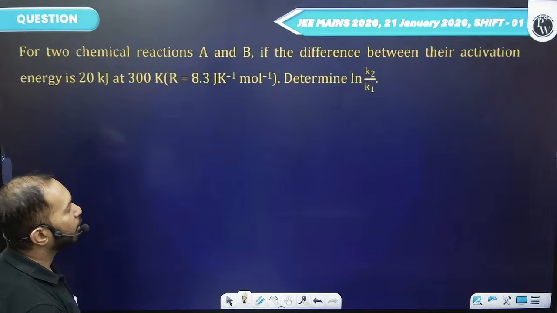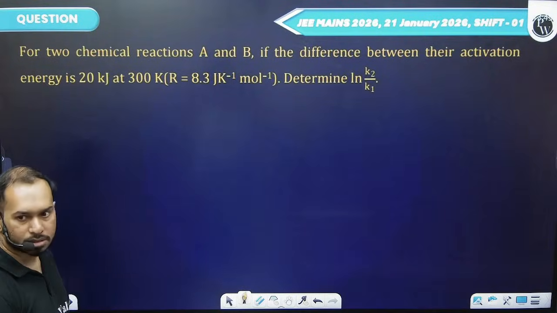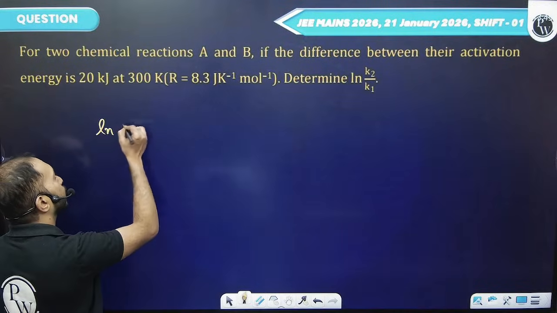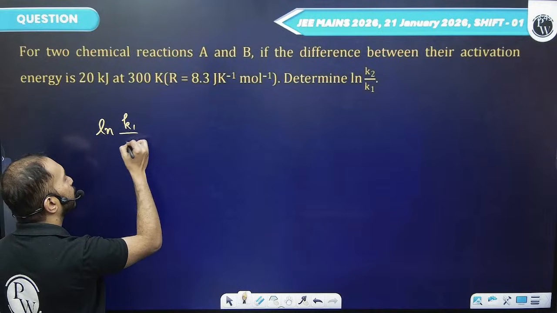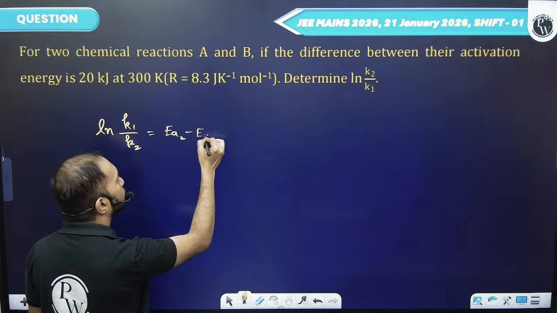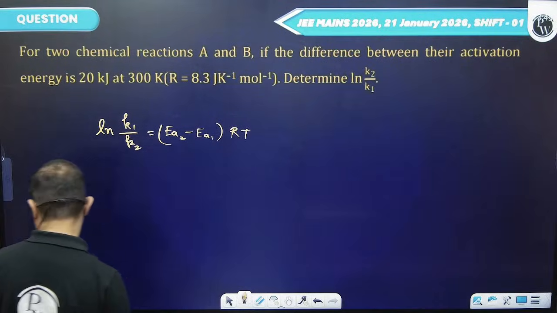R value, that's okay, we already know. Determine log K2 upon K1. Arrhenius equation based question, right? What do we do? We know that if you divide two Arrhenius equations, then ln K1 upon K2 is equal to EA2 minus EA1 into R into T. That's it. You will get the value, right?